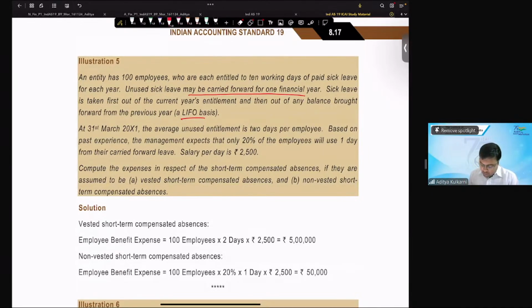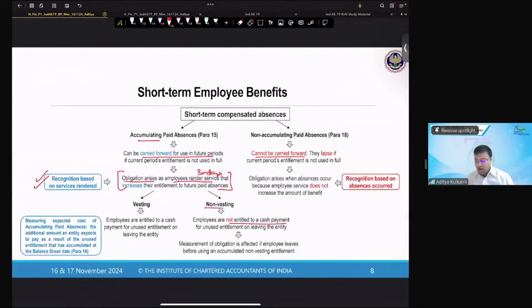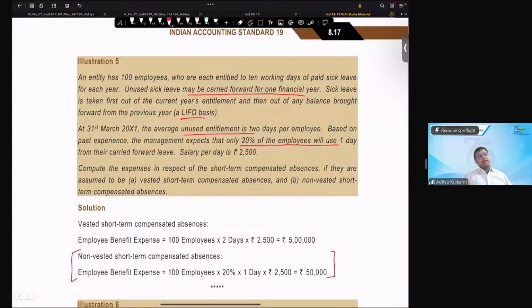Okay, all right. Now, simple. Average unused entitlement is 2 days. Management expects that only 20% of employees will use 1 day from their carried forward leave. So, non-vested. Non-vested means against leave, you have the benefit of carrying forward the leave. You won't get a cash payment, but you can carry it forward. So therefore, my estimate is 20% of employees only will avail the leave, 1 day into 2,500, 50,000.